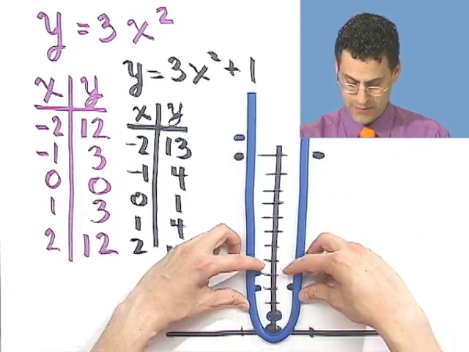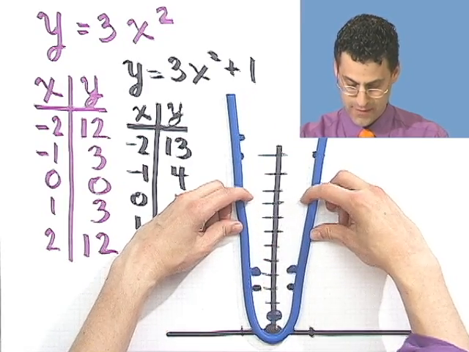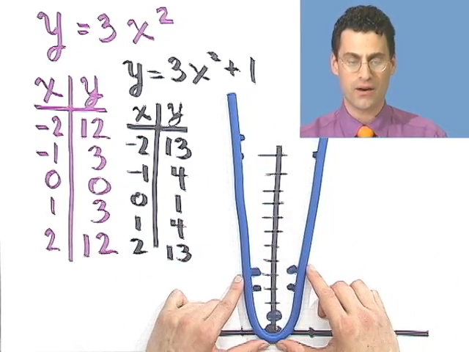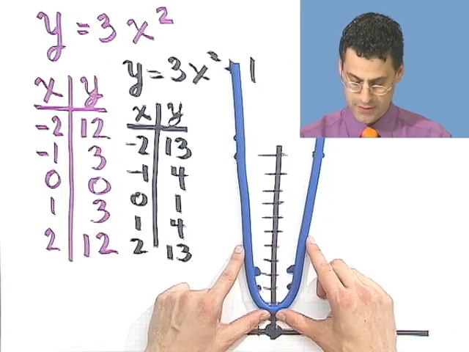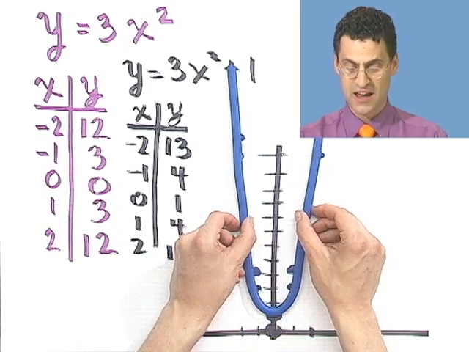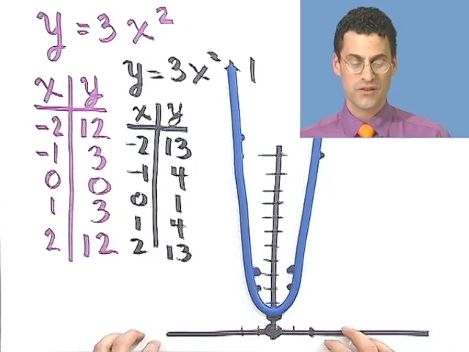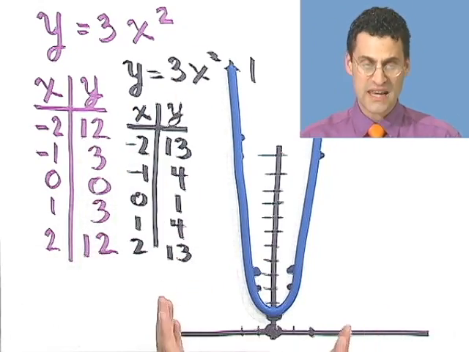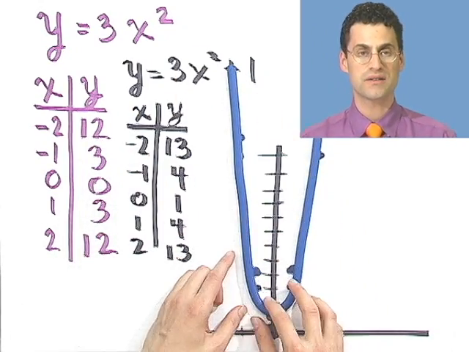See, this was the graph we had before, let me remind you. But now I have to move it up by 1. Watch what happens. Exact same graph, but just shifted up by 1. So notice that it's still a parabola, it's just that now it moved up a little bit because I added 1 to the very end.